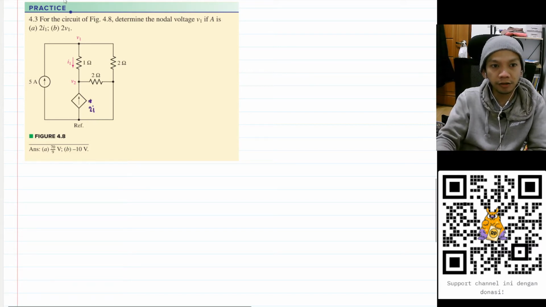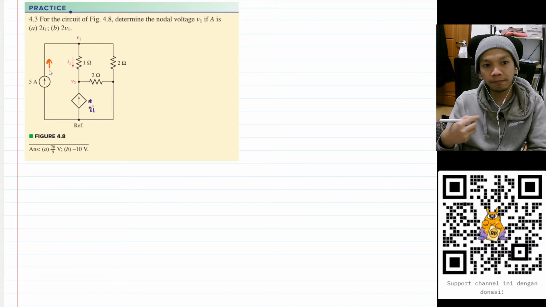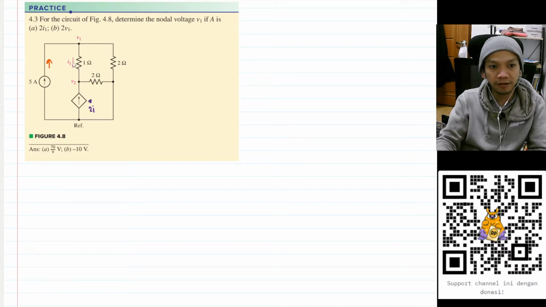And now I will assume the direction of the current. For this branch, I will just follow this 5 ampere current source, so going up. And for this one, I just follow this I1, so going down. And for this one, I will go to the right. And this one, I will just follow that dependent current source, so going up. And this one, I will just assume is going down.